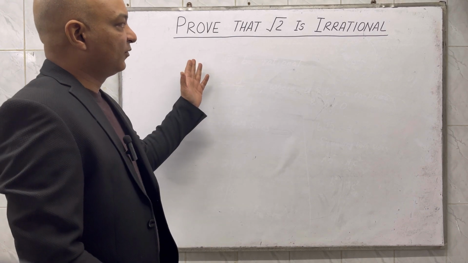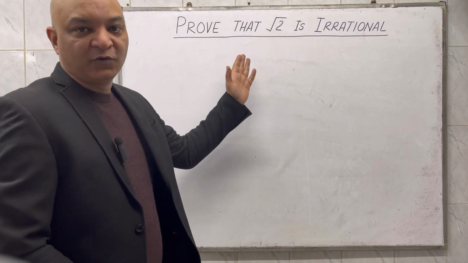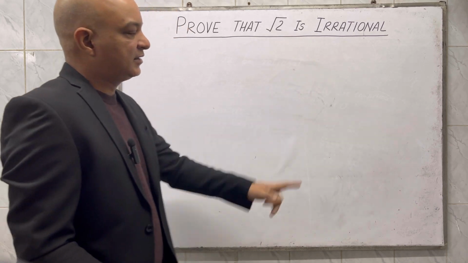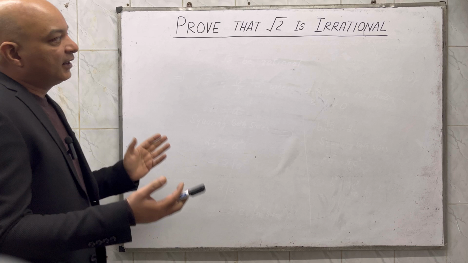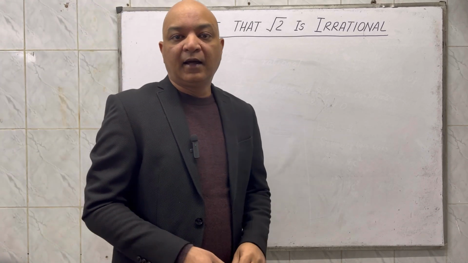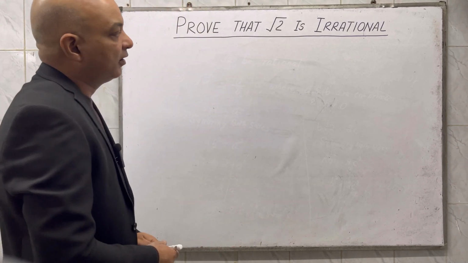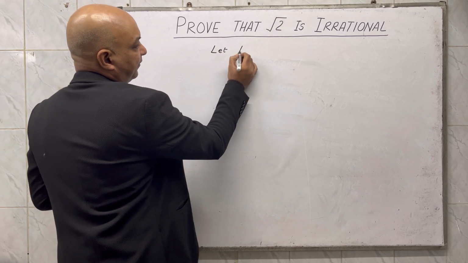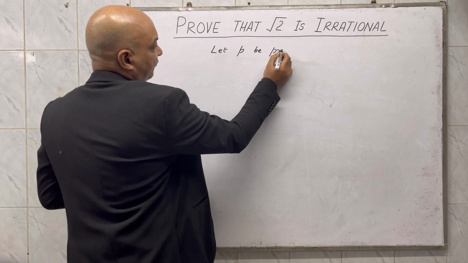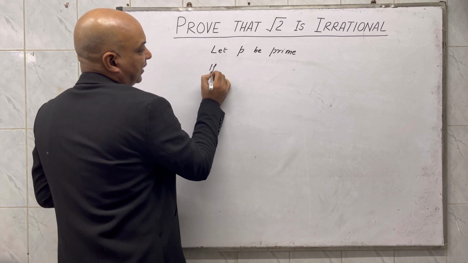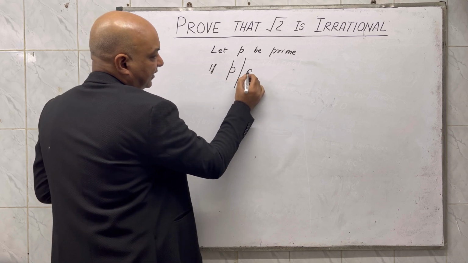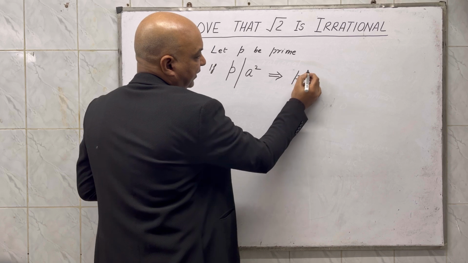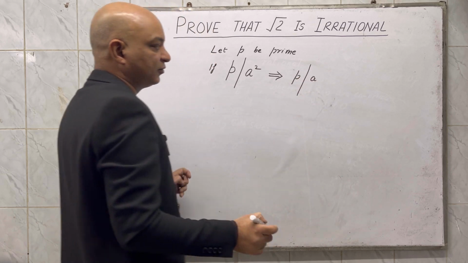In today's class we are going to learn how to prove numbers like root 2 or root 3 to be irrational. Now, to prove this we will have to use a theorem which states that, let p be a prime number, if p divides a square, then that will imply p will divide a also.